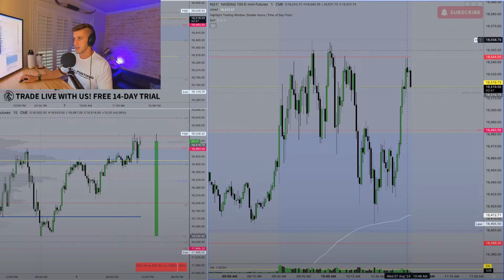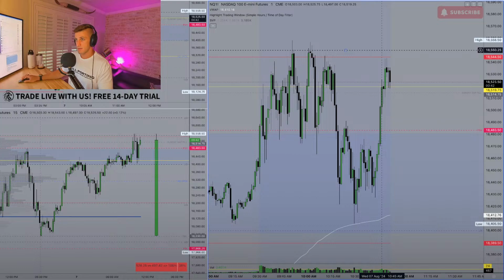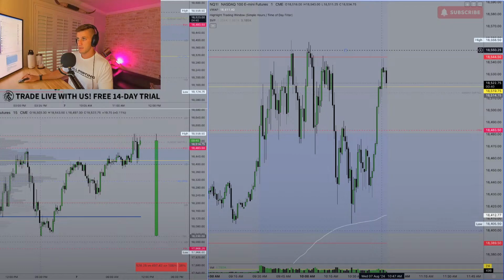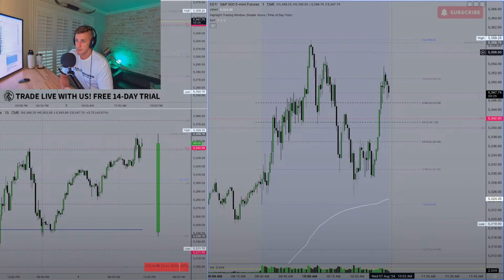So 550, those sellers show up again. It's looking more and more like that potential range idea just discussed. Intraday range 550 by 400 on NQ. ES, you could make a case for 330 by 360.